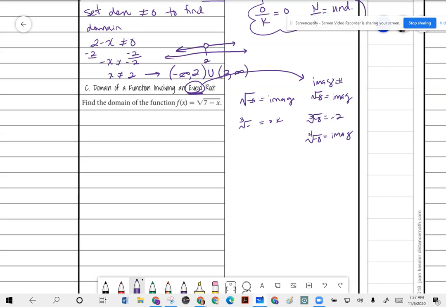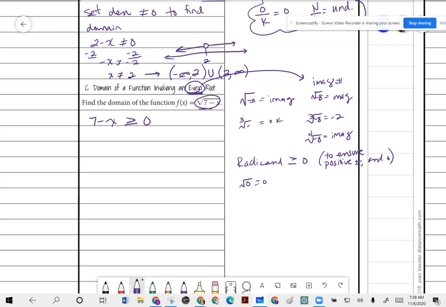So therefore, we need to make sure that with even roots, we are going to get positives. So when we have the square root or an even root, we take the radicand and we say that the radicand has to be positive. So we take the radicand and we set it greater than or equal to 0 to ensure that we have positive numbers and 0. Okay, so it's okay to take the square root of 0, right? Because the square root of 0 is 0.